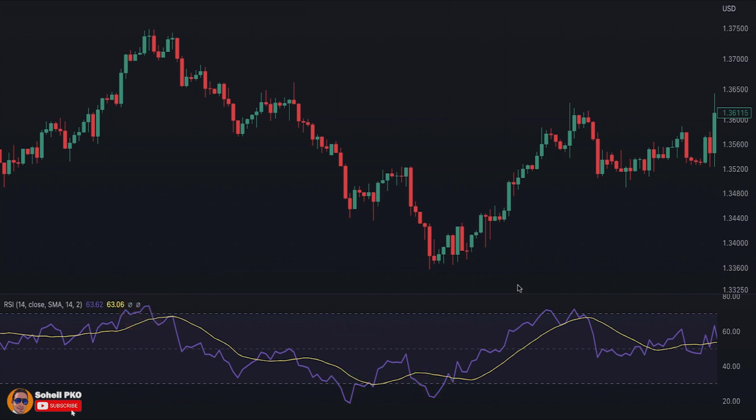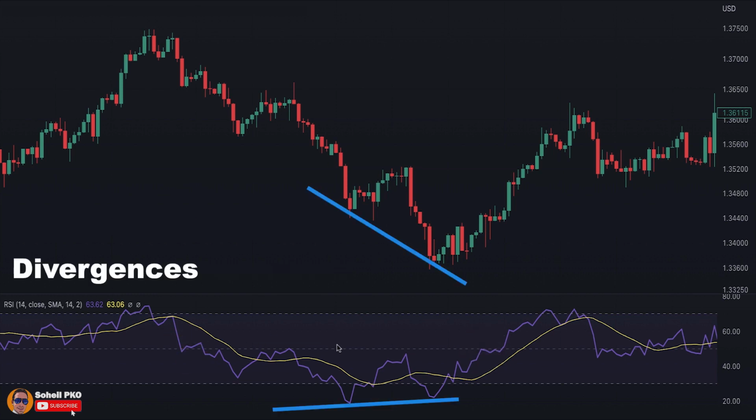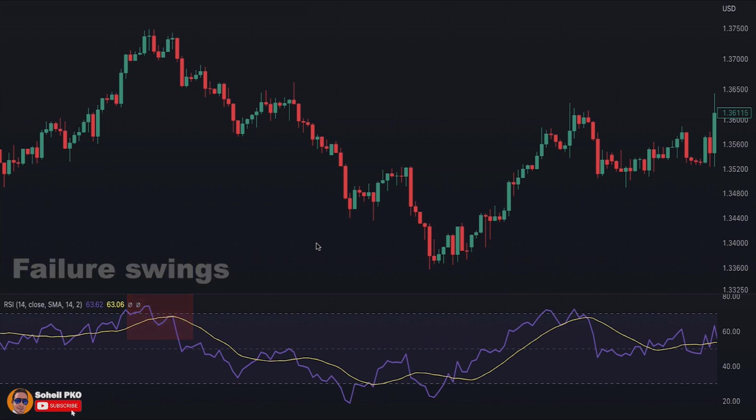But it's not only limited to this, and it can also be used for centerline crossovers, divergences, and failure swings, which you're probably familiar with because I already explained them in another video if you have watched it. In case you missed it, the link is placed in the description of this video and I recommend you to watch it later so you will learn how you can effectively use RSI.